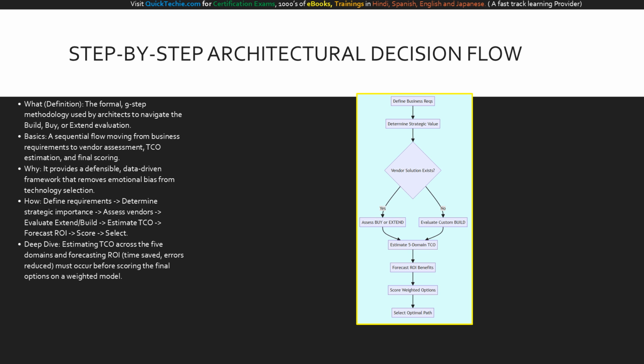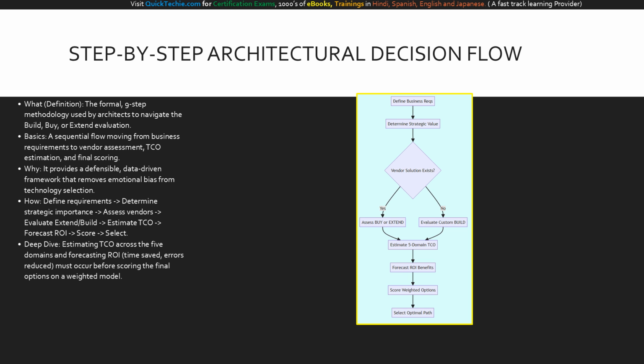Why do we enforce this rigid process? Because AI is heavily hyped. This workflow provides a defensible, data-driven framework that completely removes emotional bias and hype from your technology selection. How do you execute it? You define the process, determine its strategic weight, check if a vendor SaaS solution exists, evaluate the feasibility of extending or building, calculate your 5-domain TCO, forecast your ROI, score the options, and finally, make your selection.